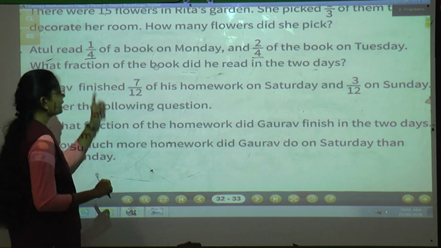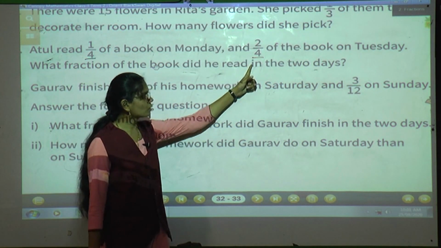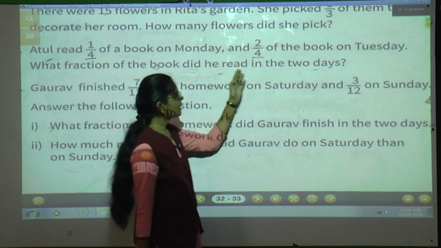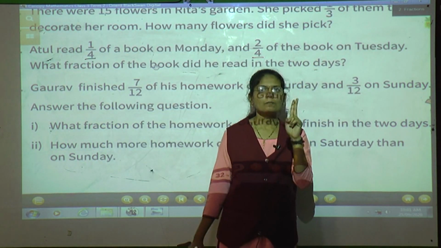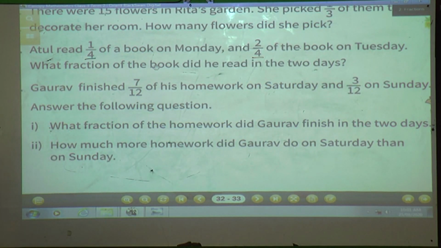See, on Monday he read 1/4. On Tuesday he read 2/4. And the question is, what fraction of the book did he read in the 2 days? In the 2 days means altogether what fraction he read? This is our question. So what we have to do? Yes, we have to do addition here. So let us do the addition.